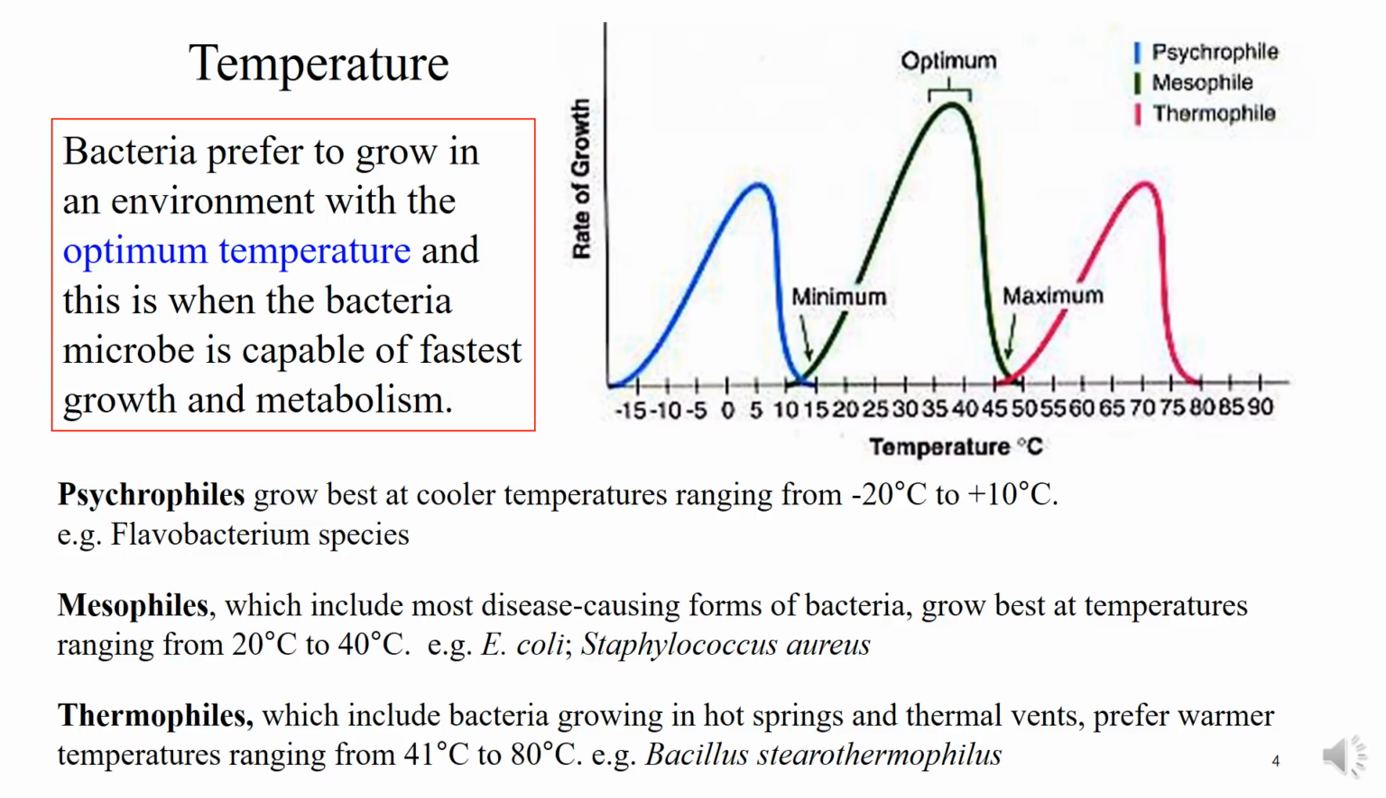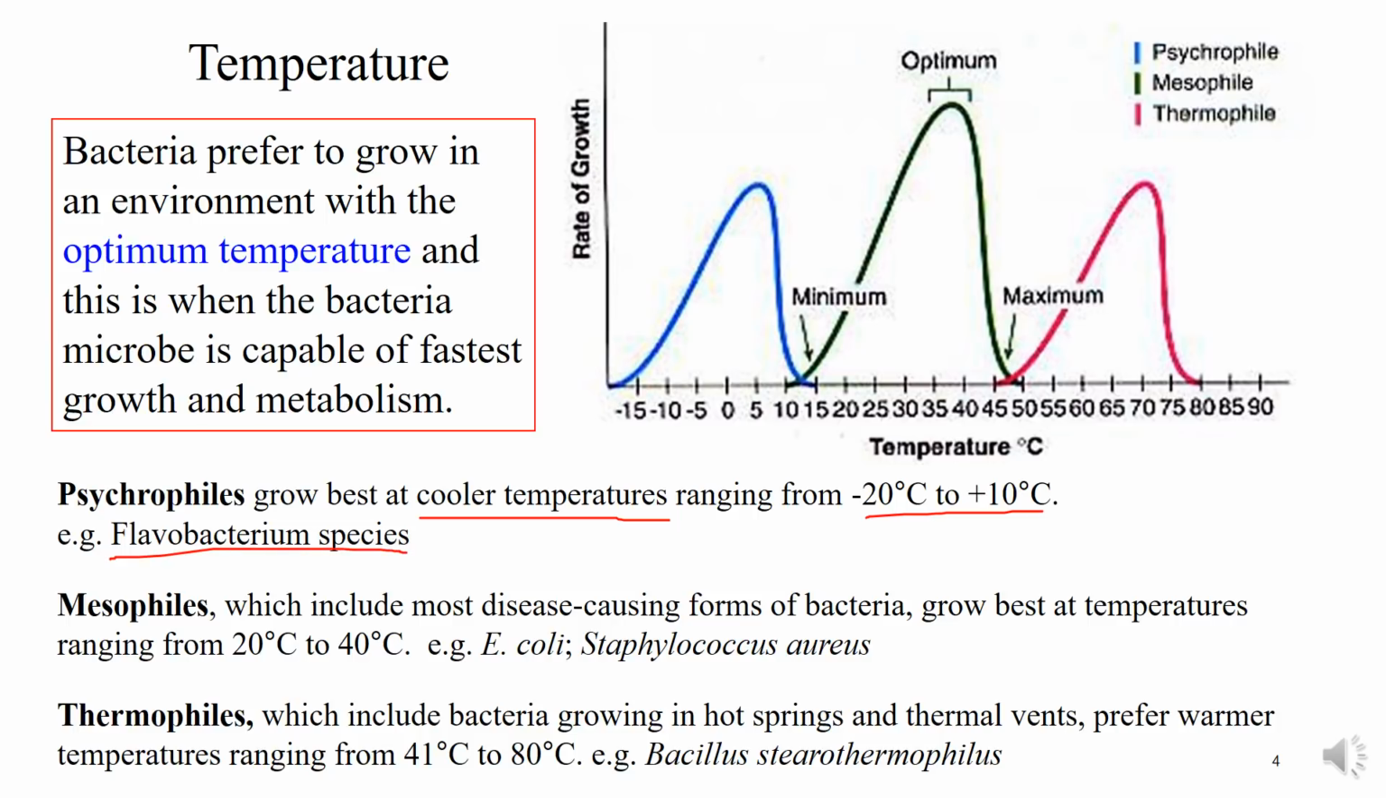For example, psychrophiles, they like to grow at cooler temperatures ranging from -20 to 10 degrees Celsius. And an example of psychrophiles would be the Flavobacterium species.